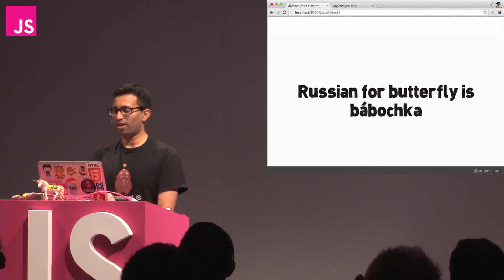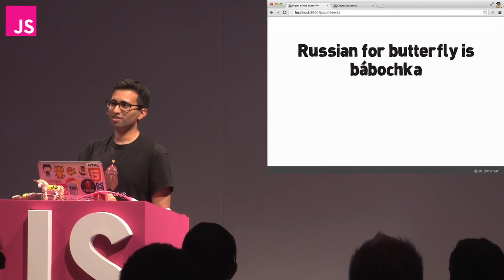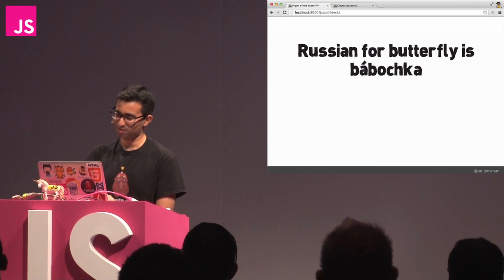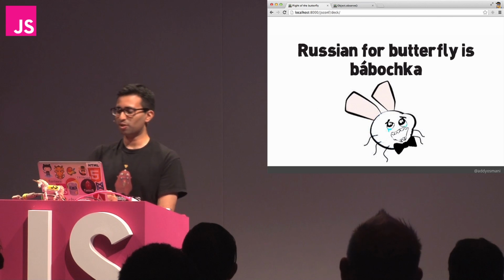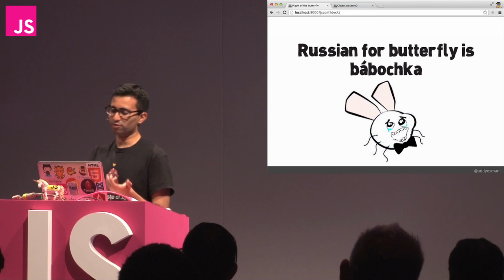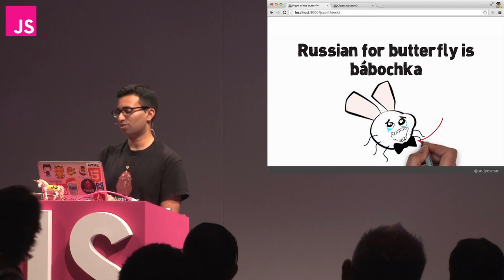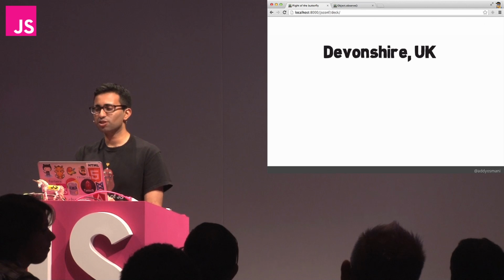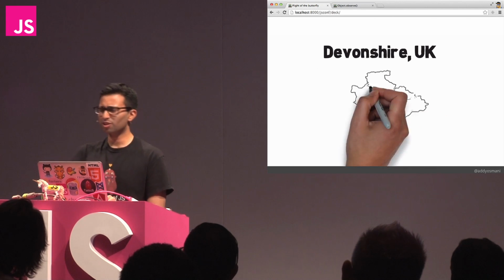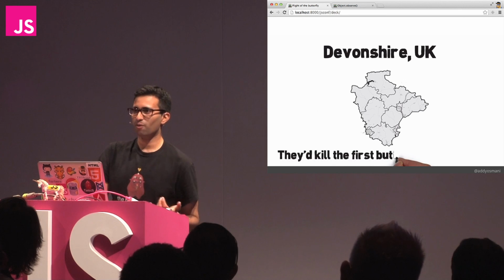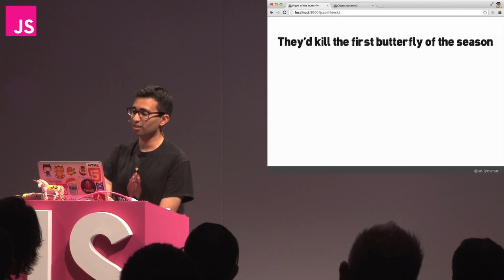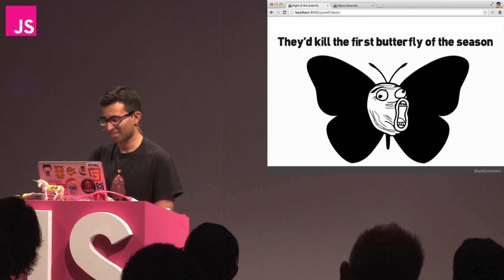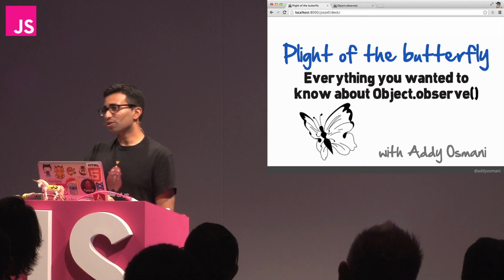Now, the Russian for butterfly is actually babushka. Is there anyone from Russia here? Wow. I'm sorry for bashing your language. I'm terrible at it. I probably pronounced it all sorts of wrong. But the Russian for butterfly is babushka. And I think that it also translates to some sort of fly, but it also means bow tie. So you have this pretty sexy-looking guy here with a bow tie. And finally, in Devonshire in the UK, back in olden times, they were extremely superstitious. And so they'd actually all go out and kill the first butterfly of the season for good luck. And my visualization of that is pretty much this, which is just very, very sad. I think the moral of the story is that people are crazy.